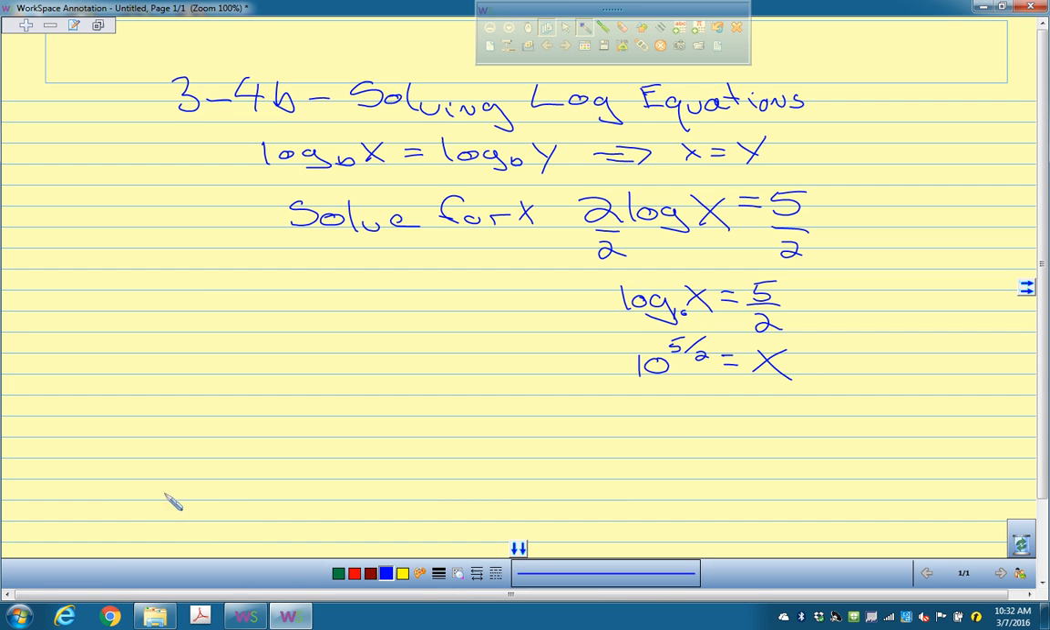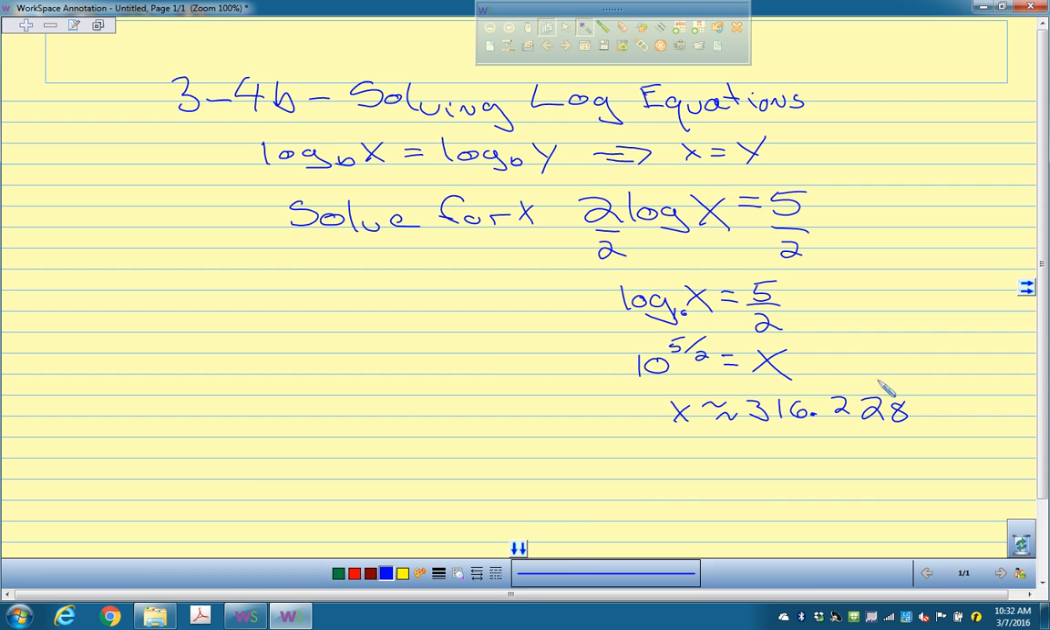Or you can exponentiate both sides: 10 to the log base 10 of x is equal to 10 to the 5 over 2. Did I do something wrong? No, I didn't. So log base 10 of x means that 10 to the 5 over 2 equals x. Then I plug that into my calculator, and I get x is about equal to 316.228.